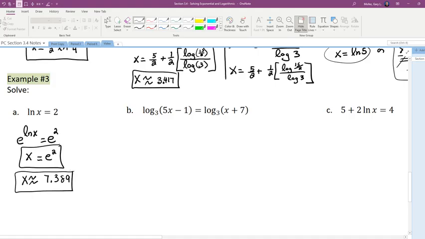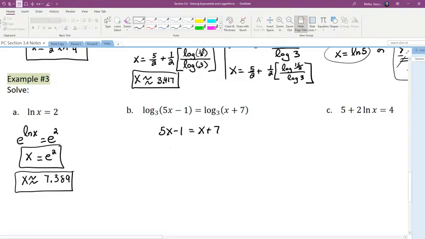All right, on part B, we don't have to do anything terribly fancy because if we look real close, we see that they have the same base. So log base 3 equals log base 3. The only way that's going to be possible is if the insides of them are in fact the same. So we can just sort of dump the logarithms altogether and just figure out where the inside is equal to 0.